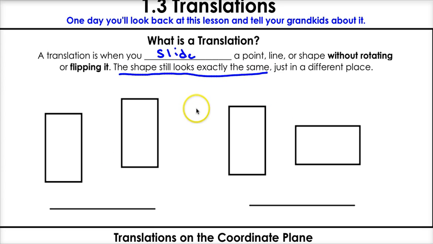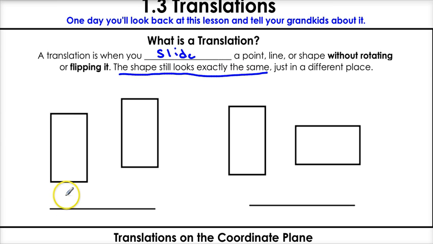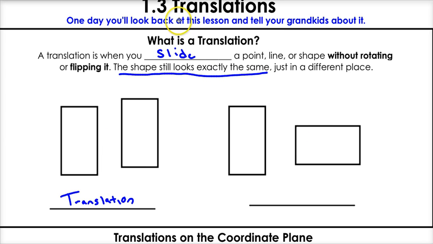So let's look at these 2 examples. One's a translation, one's not a translation. Well, for the first one, if I just slid this rectangle up like that, it'd go right on top of it, right? I didn't rotate it, I didn't flip it, I just slid it along. That is exactly what a translation is. You see it lands right on top of itself. Now in this case, you'd have to rotate this to get it to go over here. This is more than just a slide, so this is not a translation. But you got that.